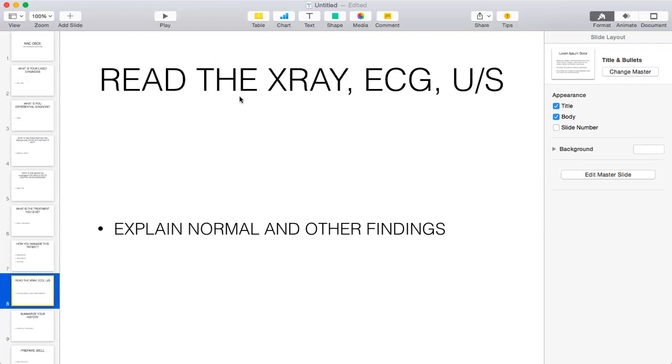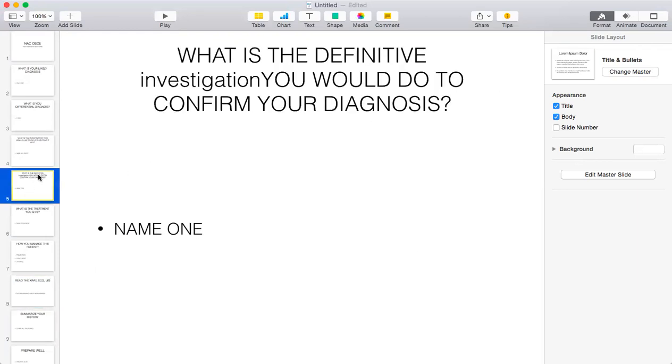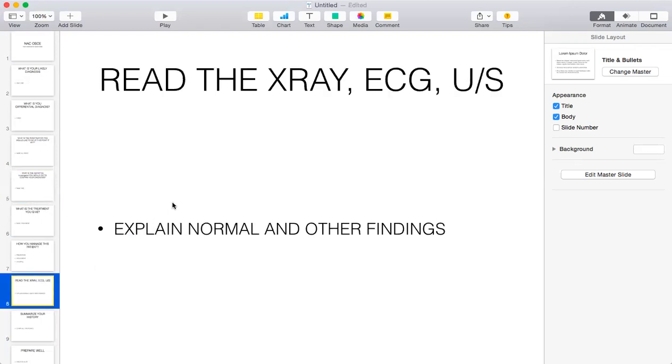Then one of the things they will ask is to read the X-ray, ECG, or ultrasound. Now what will happen here? If they ask what investigation you would do to confirm your diagnosis, let's suppose I said X-ray and the answer is ultrasound. They will give you the ultrasound. They're not going to say yes or no or wrong or anything. They are not going to say anything. They will just give you the ultrasound. Now they ask, can you interpret this ultrasound? What are you going to do?